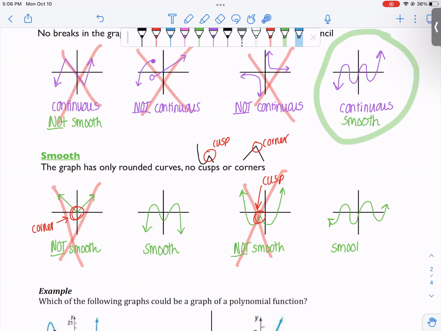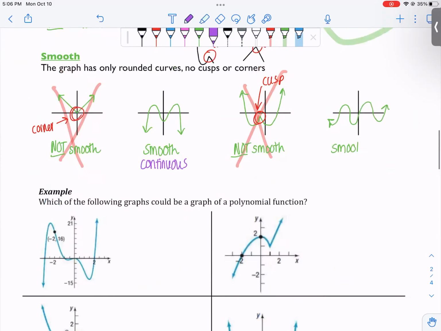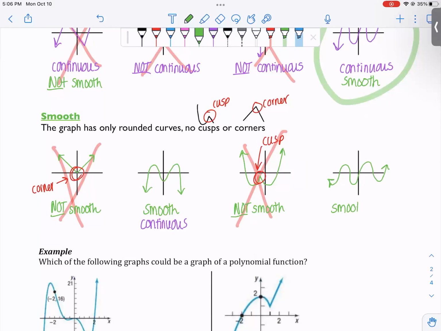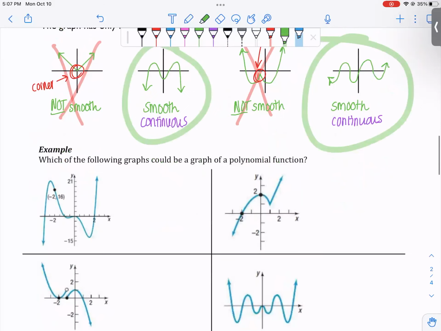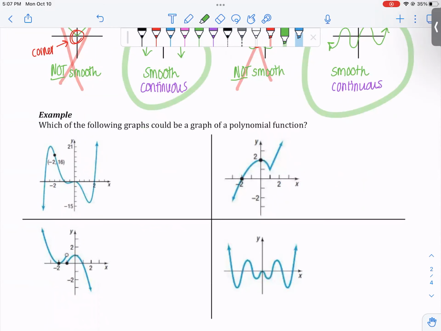Down here, both of the examples left over are continuous. So both of these down here could potentially be graphs of polynomials. So that's the kind of look you're looking for: smooth, continuous. If we look at these functions, we're going to determine whether or not they're polynomial functions, just like we did above. We'll do it real quickly.